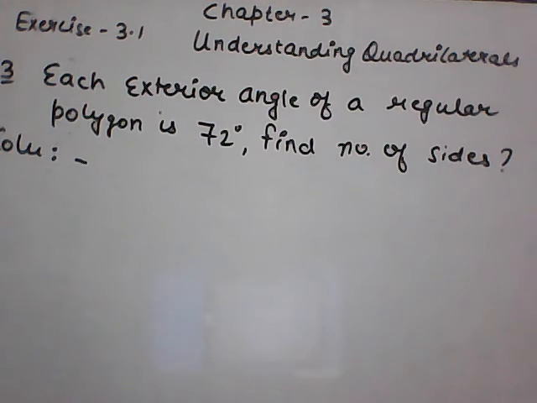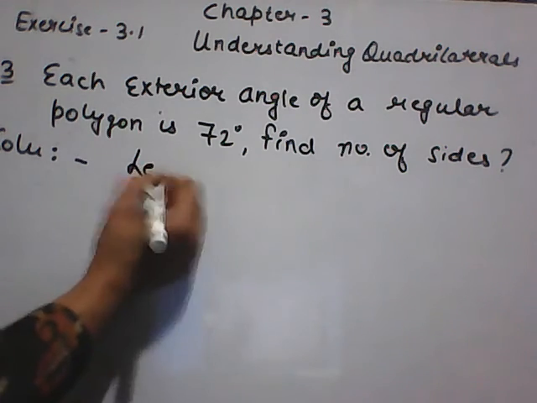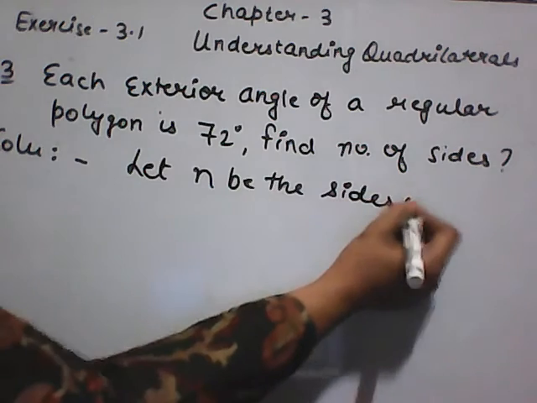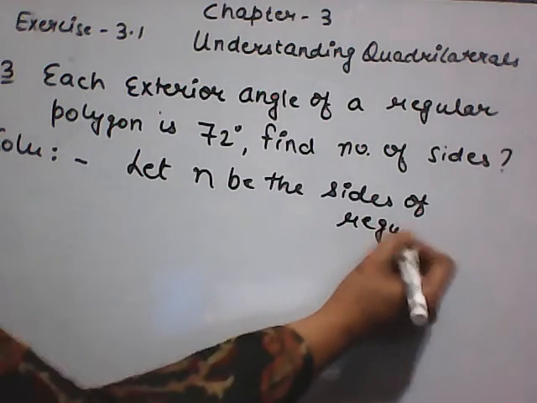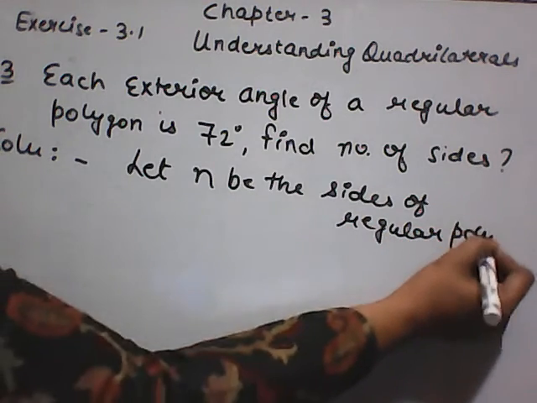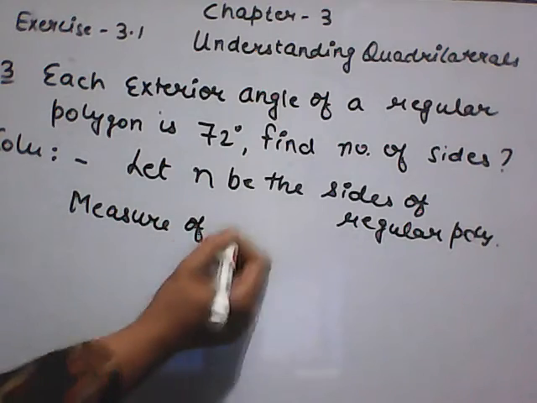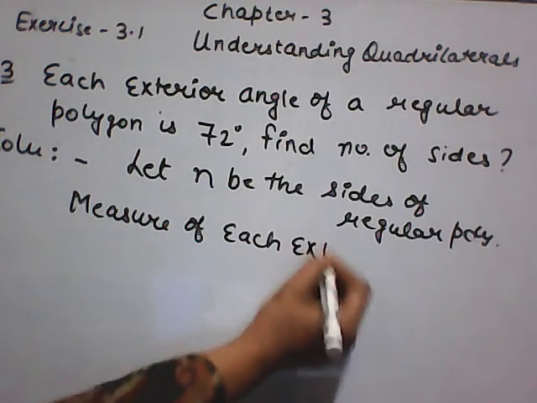In this question, each exterior angle of a regular polygon is 72 degrees. Regular polygon means all angles and all sides are equal, and the measurement of each exterior angle is given to you as 72 degrees. Now you have to find out the number of sides in this regular polygon. Let n be the number of sides of this regular polygon.